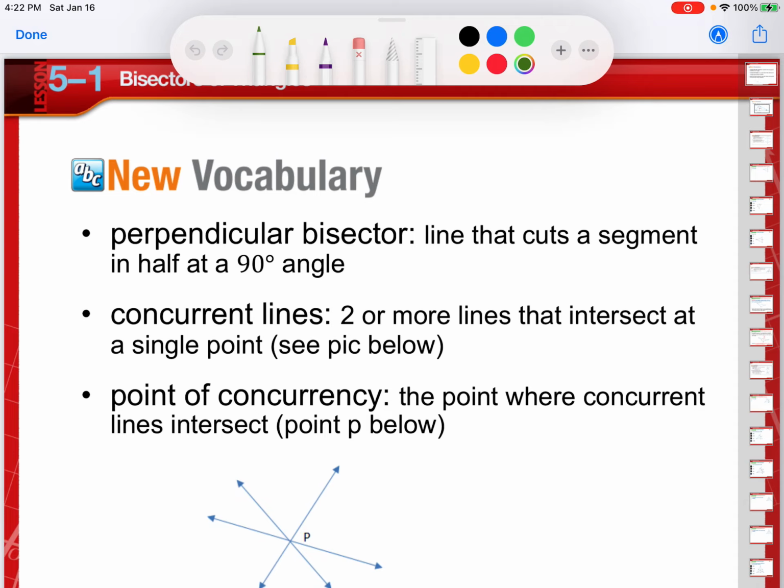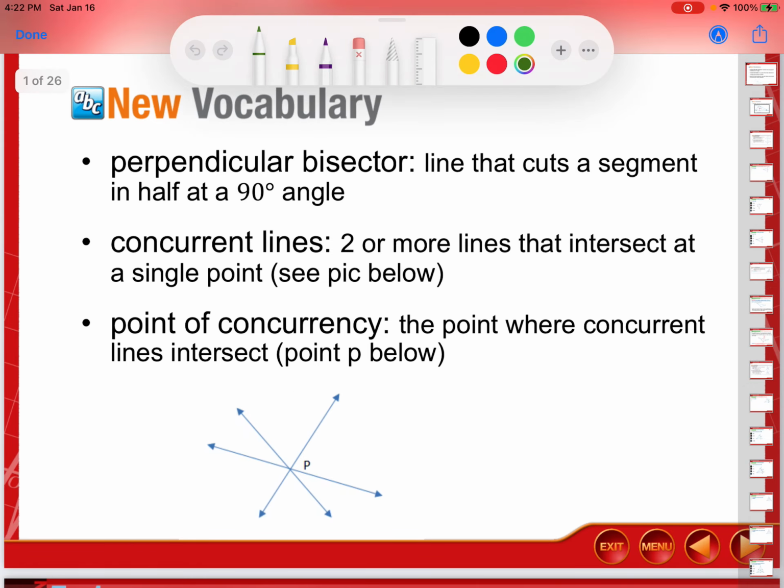Concurrent lines. So concurrent lines are two or more lines that intersect at a single point. So this picture below, this one right here, that is a set of concurrent lines. So it's anytime you have two or more that connect at the same point. And then the point of concurrency is the point where the concurrent lines intersect. So in this case, it's point P right here in the middle, all happily getting cut by all three of those lines.